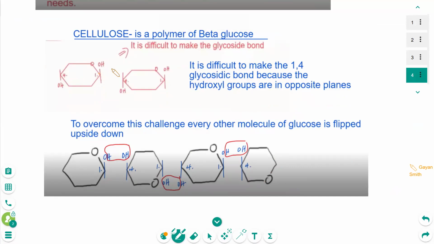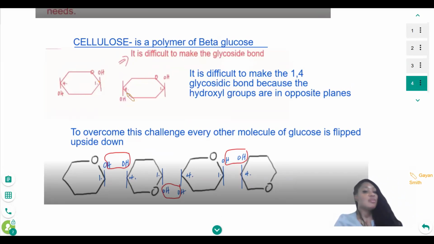So if we put 2 molecules of beta glucose together, where the OH on carbon number 1 is pointing upwards, but the OH on carbon number 4 is pointing downwards, we have ourselves a problem. It is difficult to make the 1,4 glycosidic bond in cellulose because we are using beta glucose, right? And the OH on carbon number 1 is pointing up. So if we want to make a bond between carbons number 1 and 4, it is quite difficult because the OH groups are kind of far from each other.